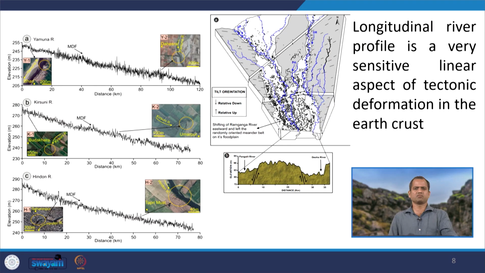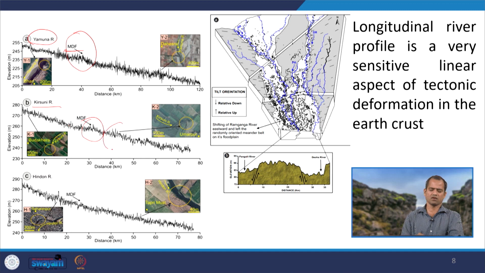And some examples from this Ganga basin are given here. So, here you see this is the Yamuna river, this longitudinal profile, and here you are getting this local convexity, and this is the Mahendragarh Dehradun fault, MDF. Similarly, another river, this is called Krishuni river, we are getting this longitudinal river profile, local convexity is here, and there is another local convexity here, but this is related to the confluence, because here one river is moving and this is the Krishuni river and this is the confluence, and due to this confluence local convexity is there.